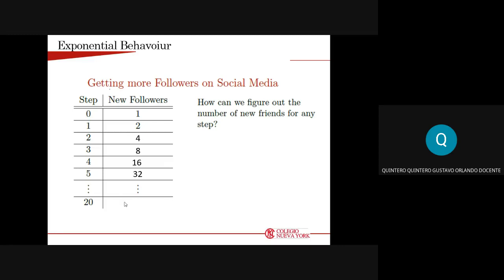Correct. Now, if we continue with this, we're only at step 5. Guys, do you think this process is a good process, or do you think it's maybe too slow to get followers this way? Like by step 20, look, in step 5, we only get 32. In step 4, we only get 16, right? So by step 20, do you think the guy is going to get not so many followers, or a big amount of followers?